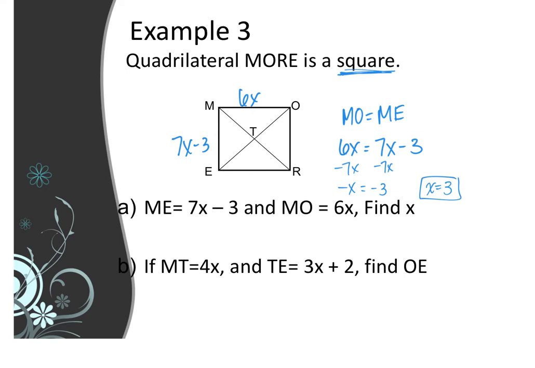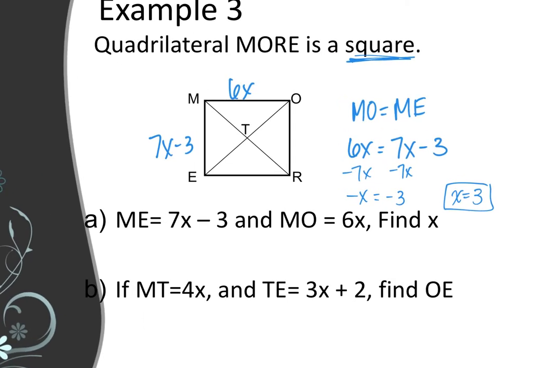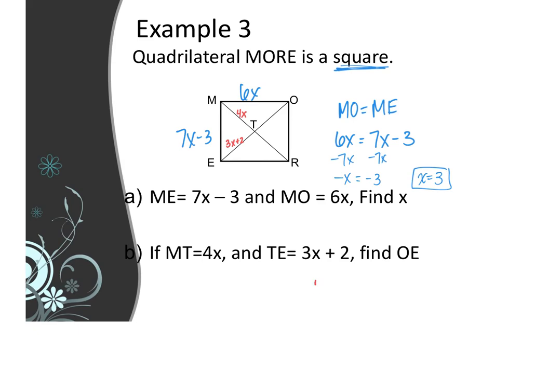Well, let's change our colors and let's fill that in. MT is 4x, so put a 4x here. TE is 3x plus 2. How could we find OE? Gabby? Why? Yeah, because they're congruent. Why are they congruent? I agree with you, MT should be equal to TE.